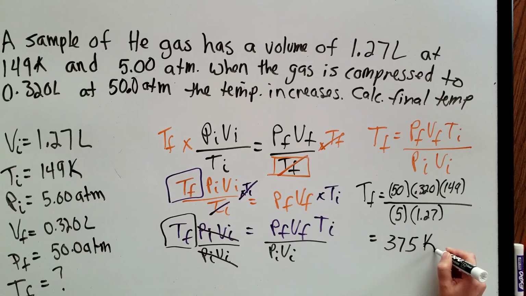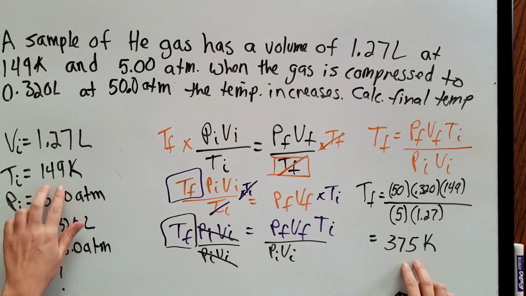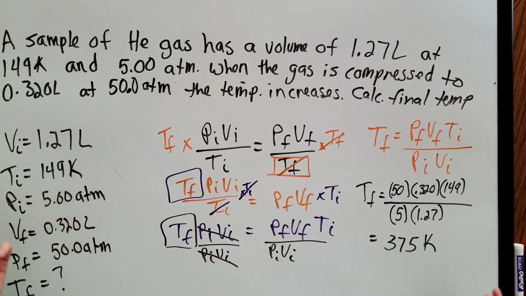So it told us that the temperature increased, and it did. It went from 149 Kelvin to 375. So that's just a nice check to make sure you did the problem correctly and that you plugged things in and rearranged the equation appropriately. Okay, temperature increased, so at least we have that going for us. Hopefully I did it right.